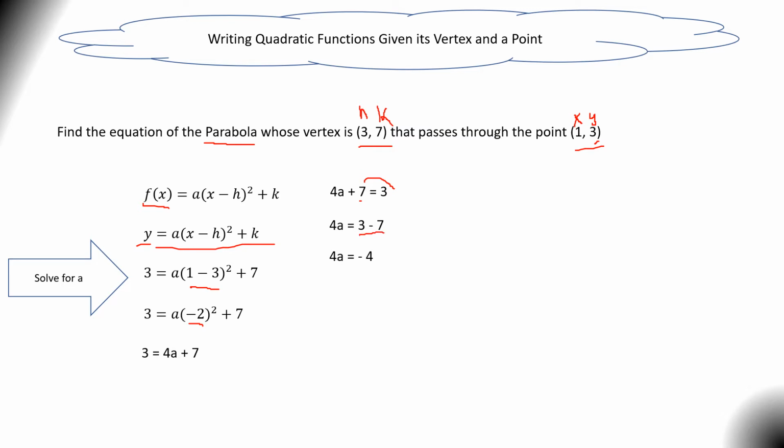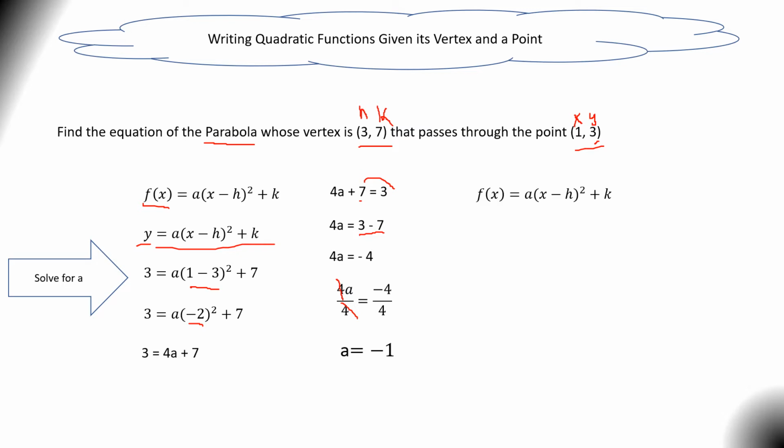Then divide both sides by the numerical coefficient of a, which is 4. I-divide lang natin both sides yan by 4 para makancel natin yung 4. So a is equal to negative 1. Dahil negative 4 divided by positive 4, negative 1. So ayan na po ang value ng a. Ang a is negative 1.